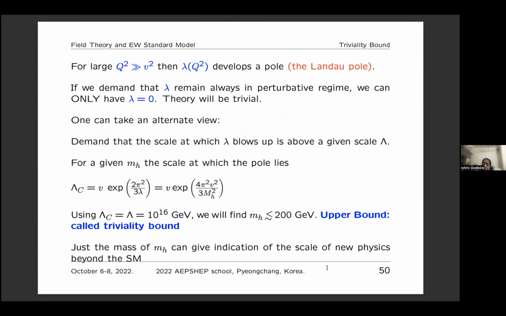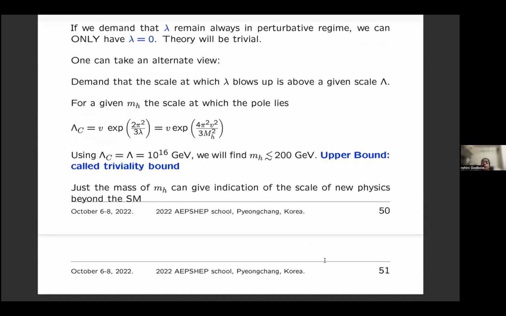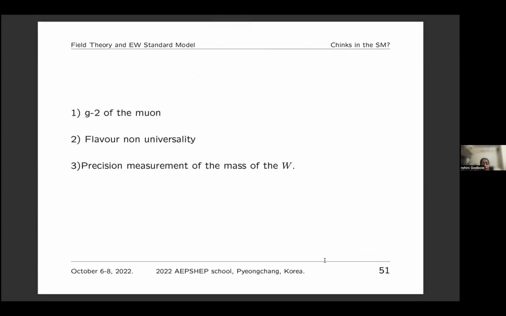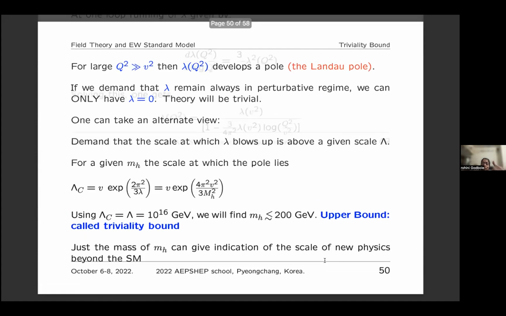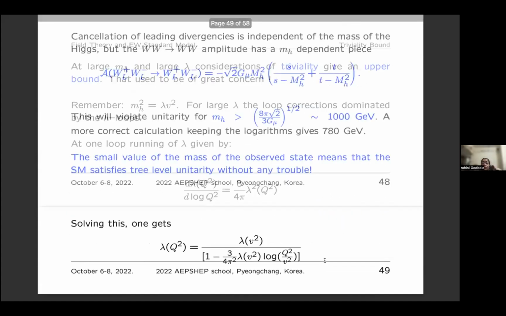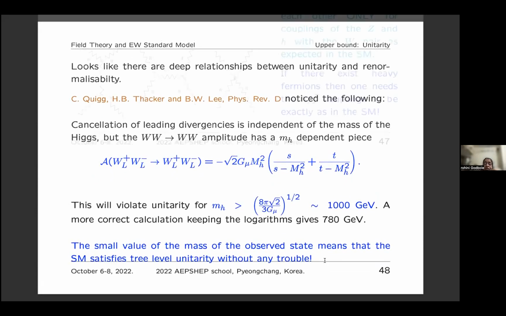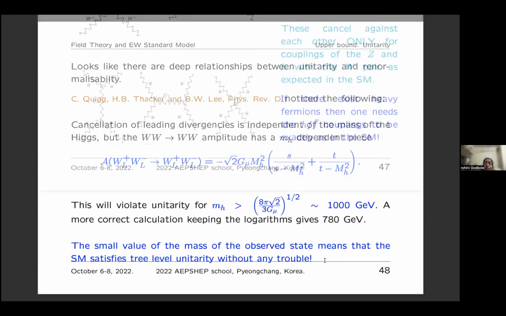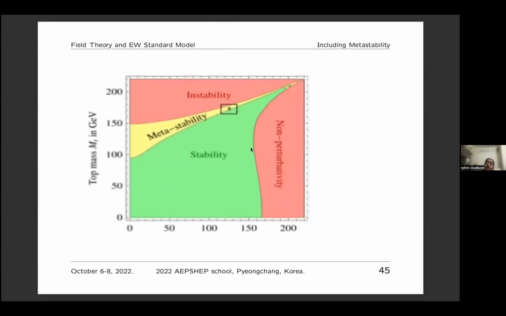So just the mass of the Higgs can actually now give us an indication of the scale of new physics beyond the Higgs. I just wanted to bring these bounds to you because that's what went into the design of the LHC. But as I correctly said, for the observed mass of the Higgs, those limits are completely irrelevant now. And the real question is, can we use this to understand?